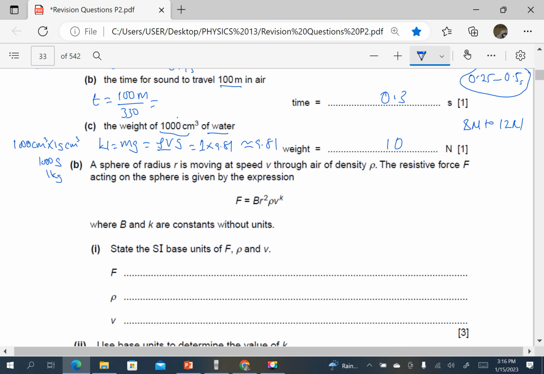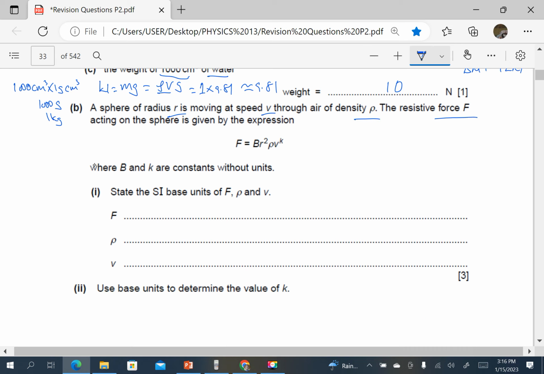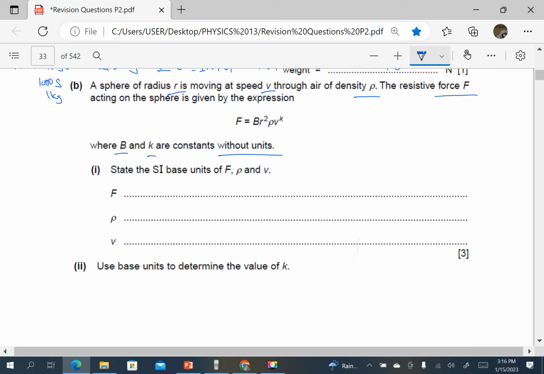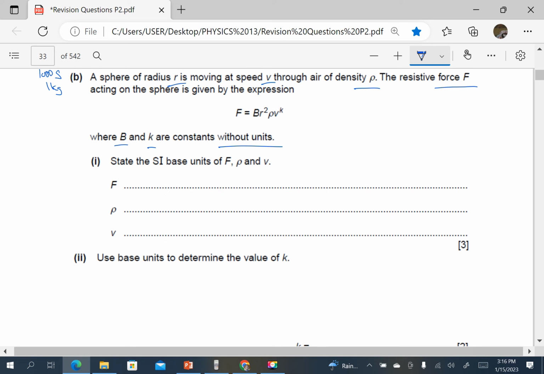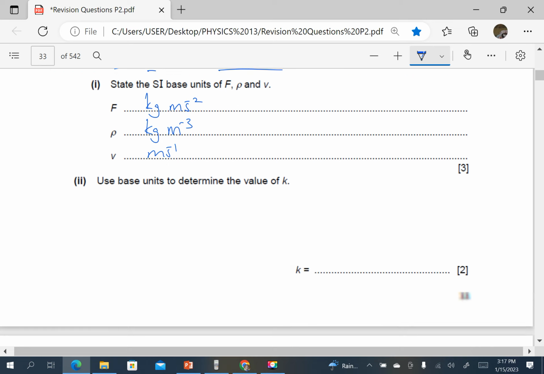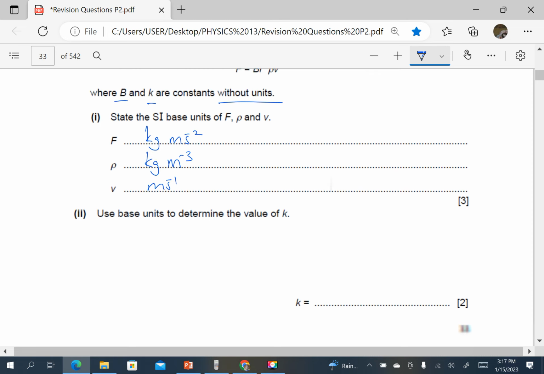A sphere of radius r is moving at speed v, radius r, speed v, density rho. The resistive force F acting on the sphere is given by that expression, where B and K are constants with no units, they are numbers. State the SI base units of F. F is force, that is kilogram meters per second squared. Rho is density, that is kilograms per meters cubed. V is speed, which is meters per second. Use base units to determine the value of K.